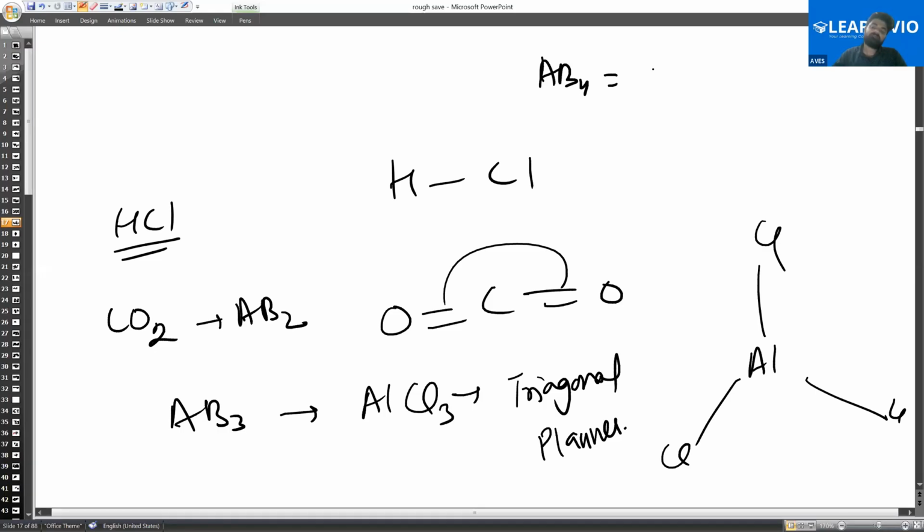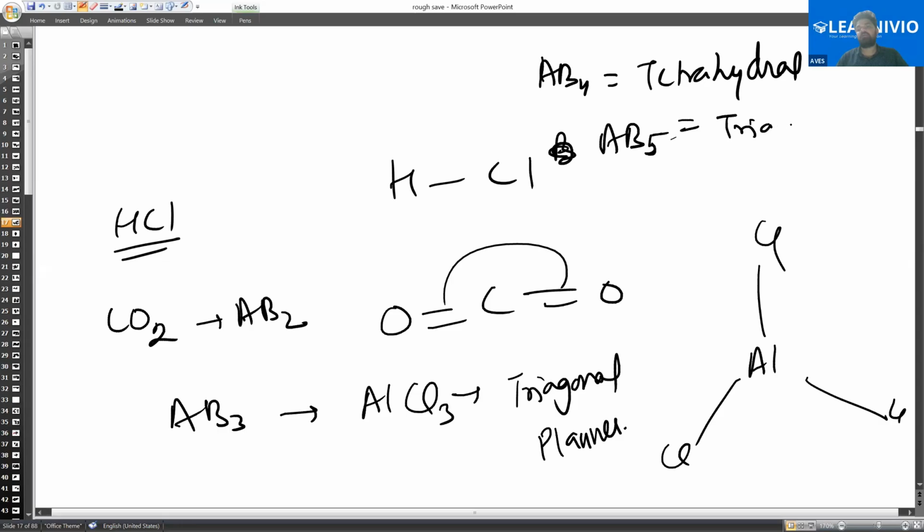Then AB4 shape is tetrahedral. Tetrahedral shape. AB5, write this down quickly. AB5 will be trigonal bipyramidal. Trigonal bipyramidal.